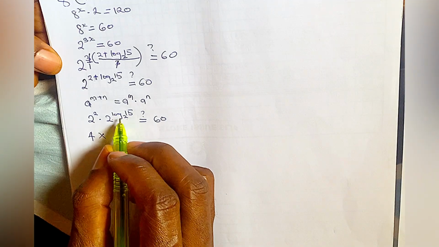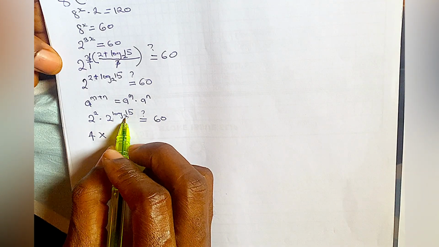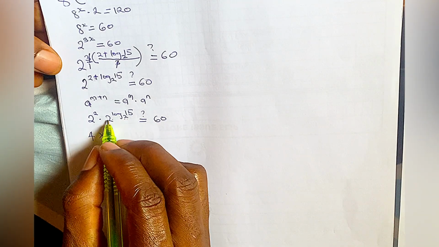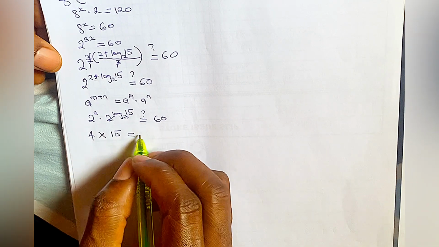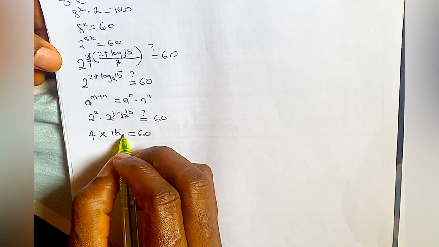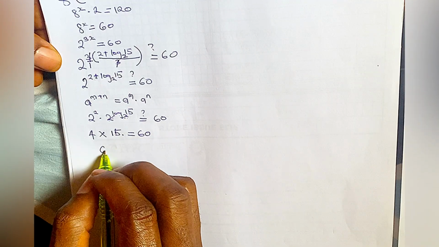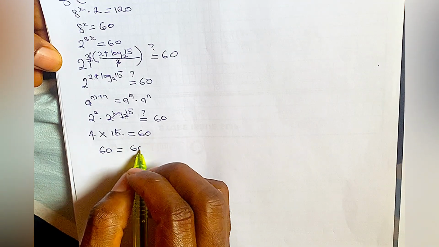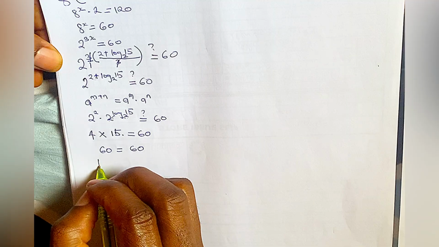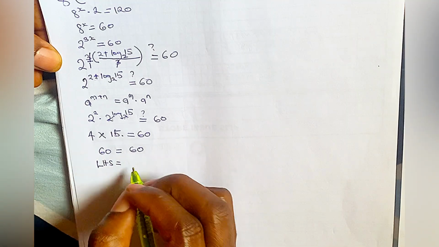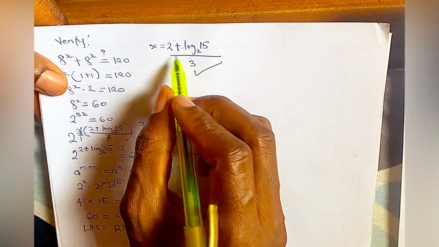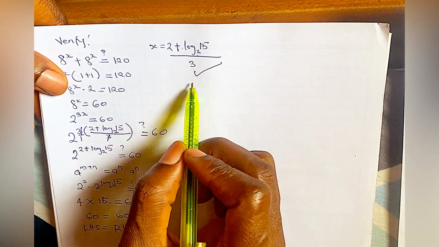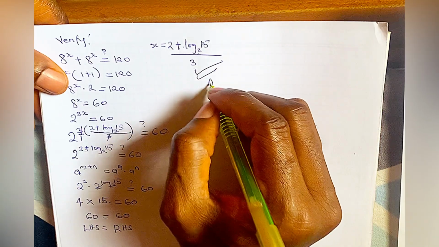Now, because our logarithm here is base 2, and we have 2 here, this will cancel each other out. So we now have 15 times 4, what is it? It is going to give us 60, and that is equal to 60. So from this, we can see that our left hand value is the same thing as our right hand value. Therefore, the value of x, 2 plus log 15 base 2 all over 3, is correct.